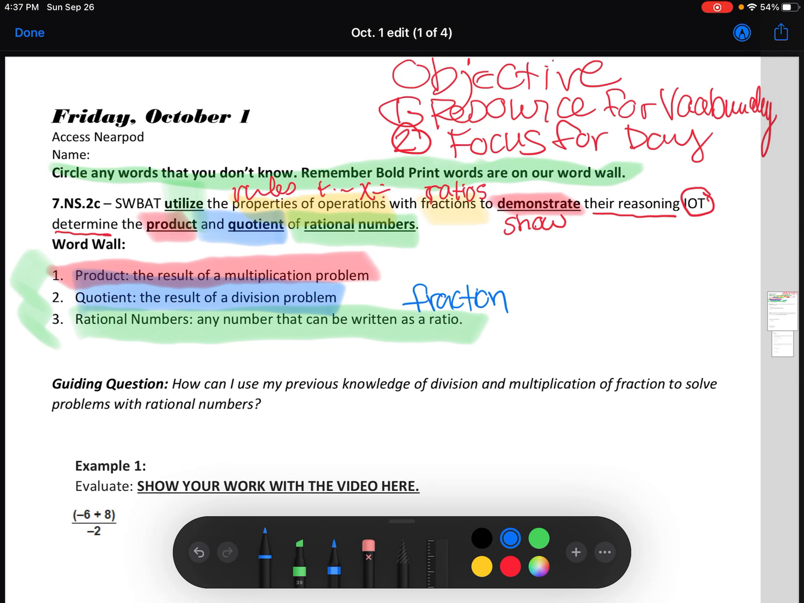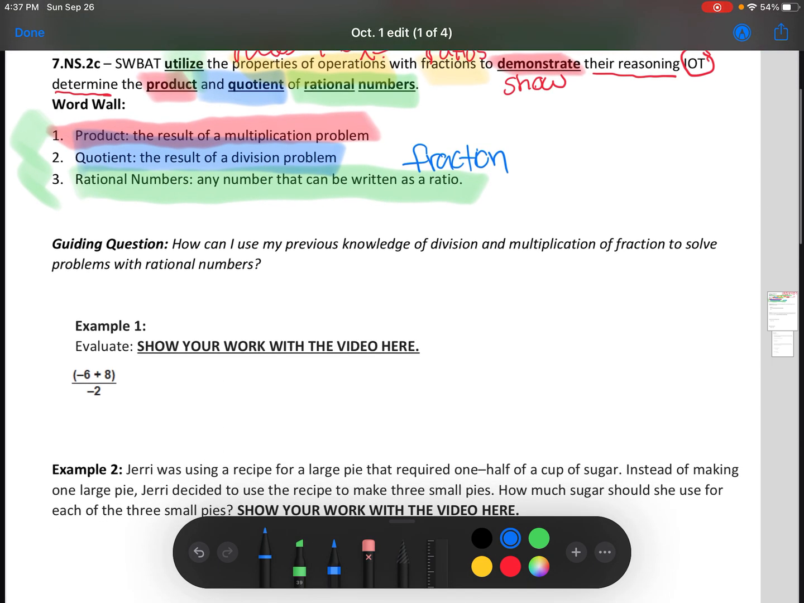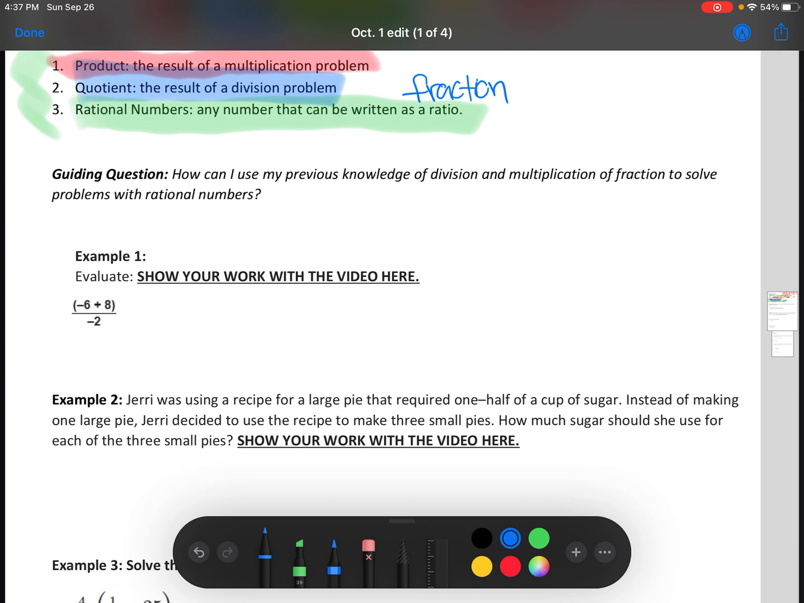Let's read it all together. And by let's, that means you're listening but following along with me on your paper. You should have annotated as I did. The student will be able to utilize the properties of operations with fractions to demonstrate their reasoning in order to determine the product and quotient of rational numbers. So our guiding question today: how can I use my previous knowledge of division and multiplication of fractions to solve problems with rational numbers? As we go, you're going to be showing your work with the video here, and we've got a few friendly reminders.